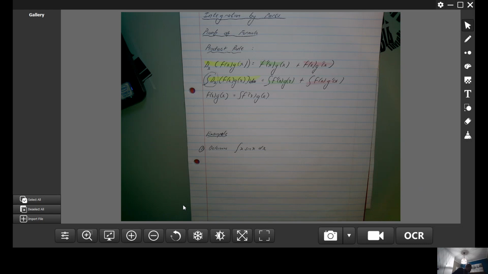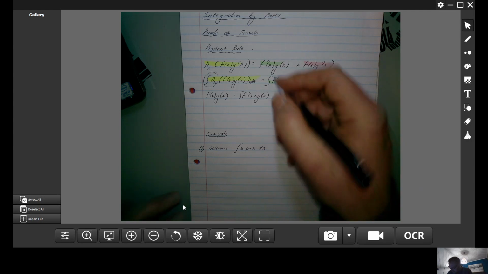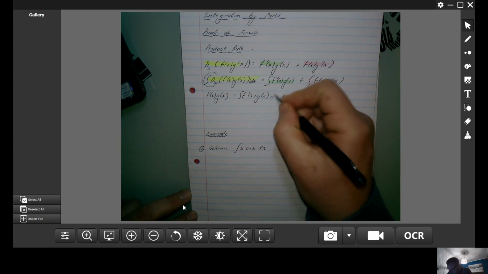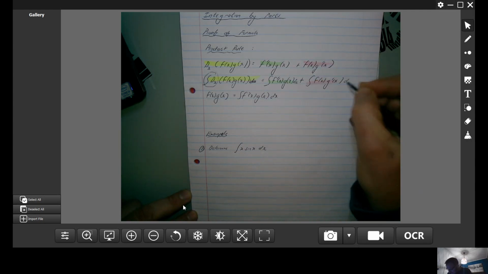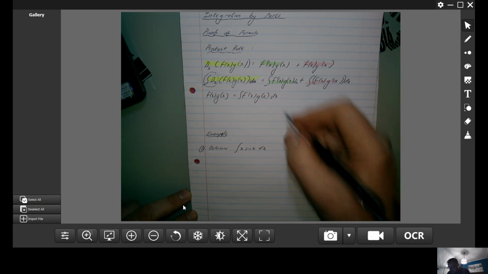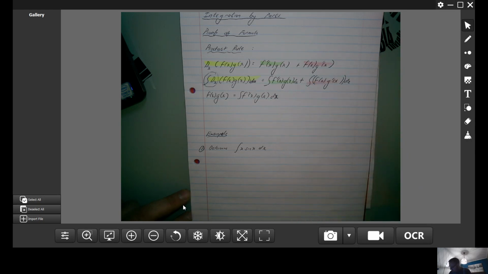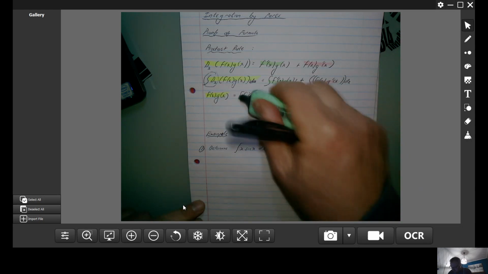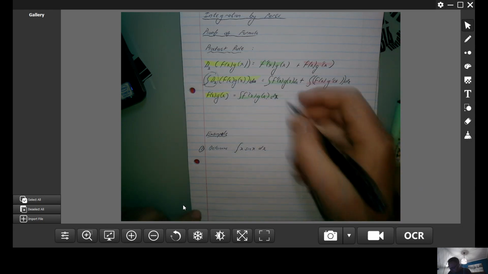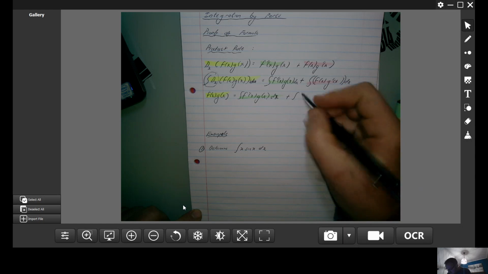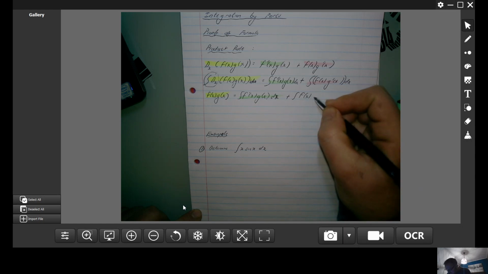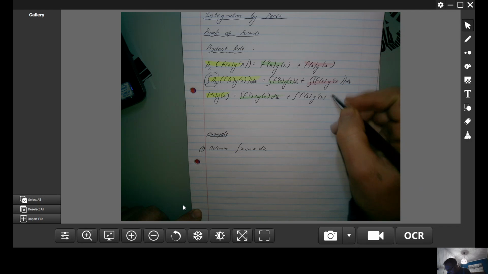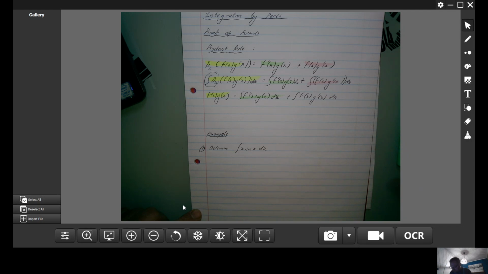Let's see if I put the dx in the image. We do actually, so that should have been dx. Okay. So it's equal to the integral of f dash x g x dx, which is that one over there, plus the integral of f of x g dash x with respect to x. Okay.